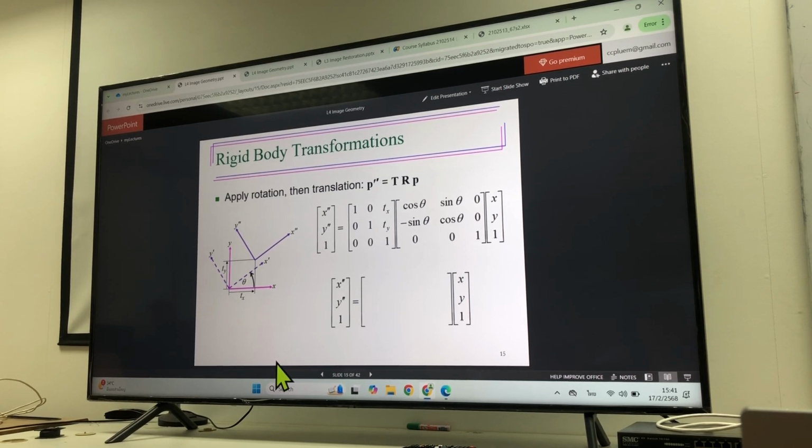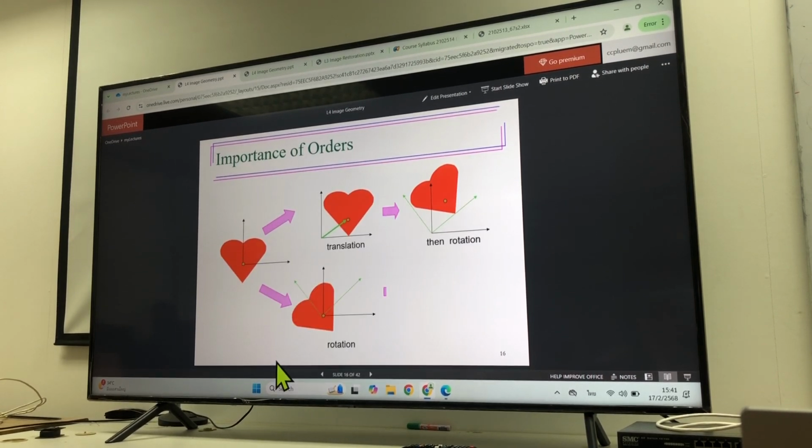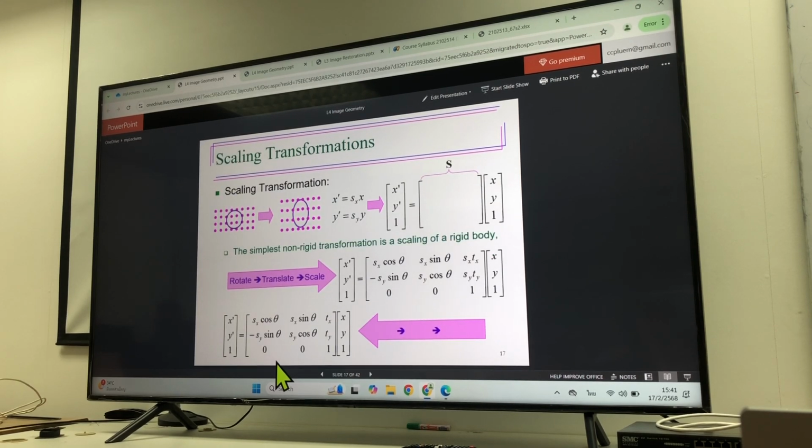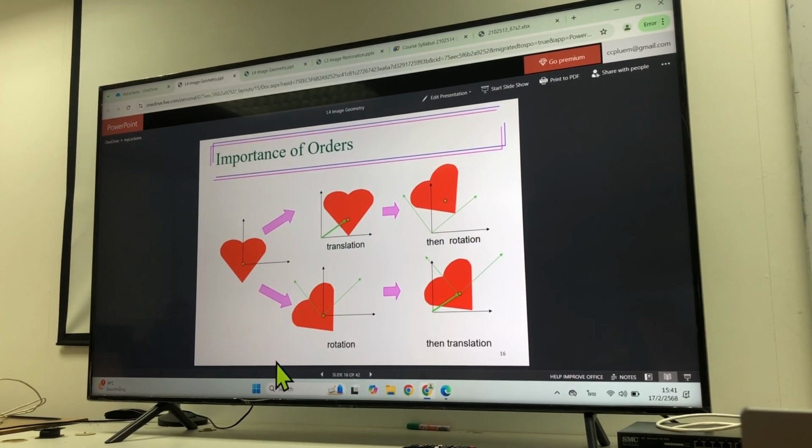R times T and T times R, are they the same? No, matrix multiplication is not commutative, and you can see that they are not the same. So be careful which one you do first. Translation then rotation is not the same as rotation and then translation. The center is right here versus here, two different things.